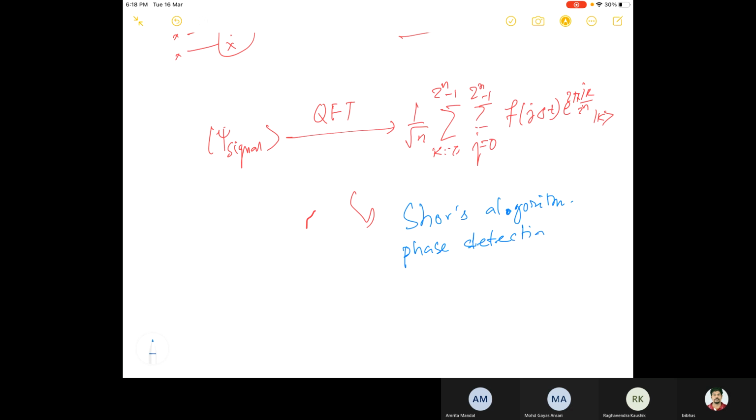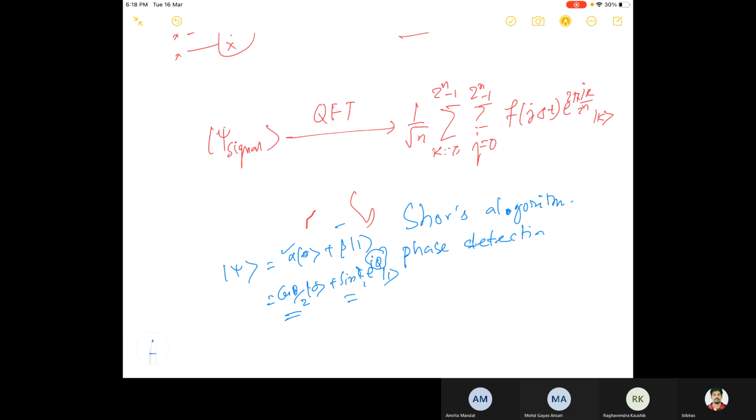Phase detection means what? Suppose we have a qubit, say alpha 0 plus beta 1. But we said if we do measurement, we don't know anything about alpha and beta. Again, we have a nice representation in terms of three parameters: cos theta by 2 |0> plus sin theta by 2 e to the power i phi |1>. So we don't know anything about this, but can we approximate this value?